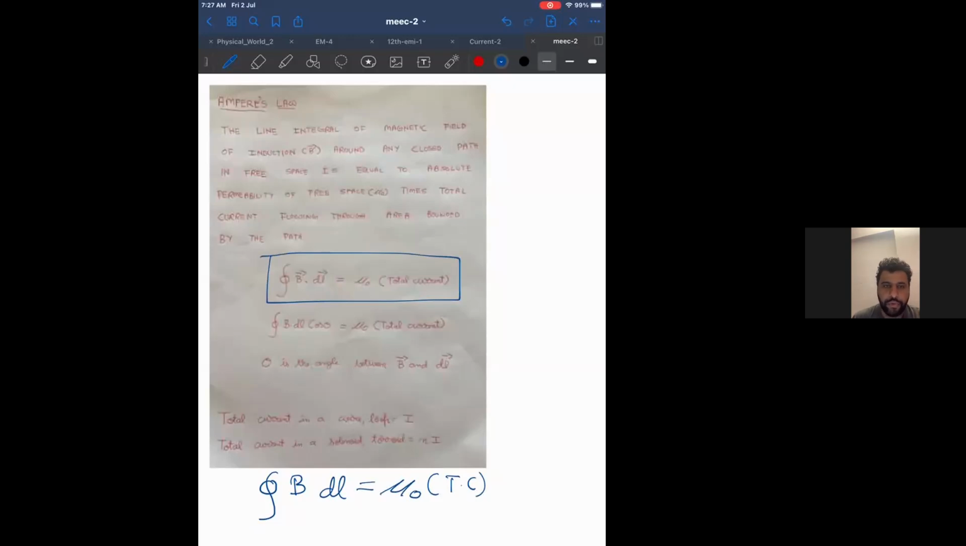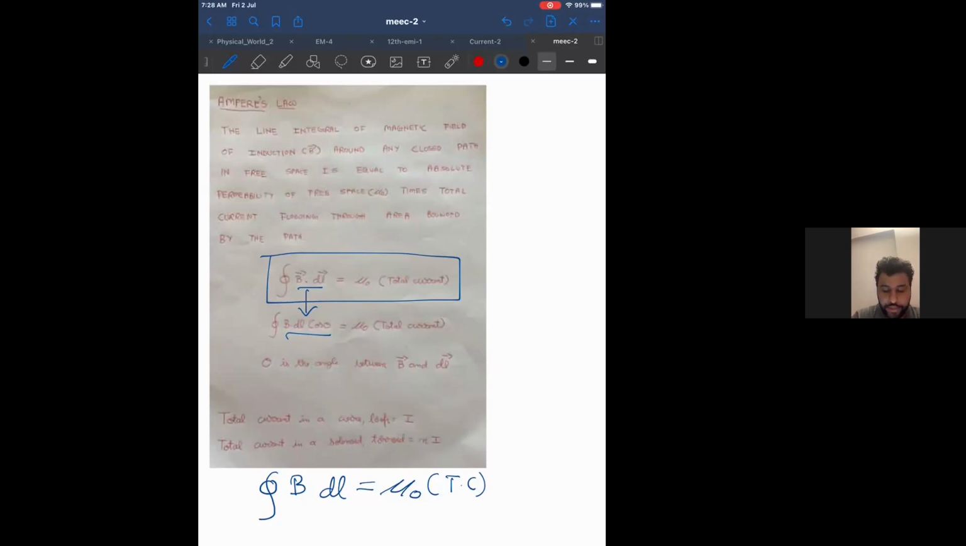Now, do you also know that A dot B is nothing but AB cos theta, from 11th standard vectors? Therefore, integration of B dl will be B dl cos theta is equal to mu naught times total current, where theta is the angle between B and dl.